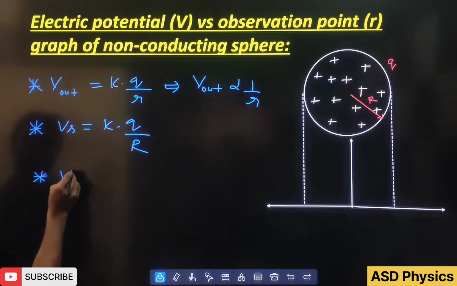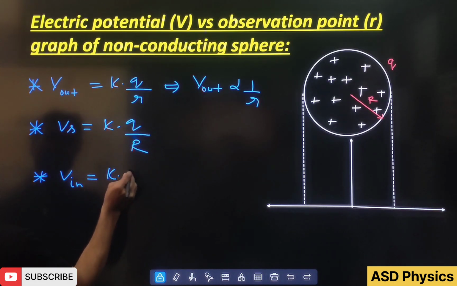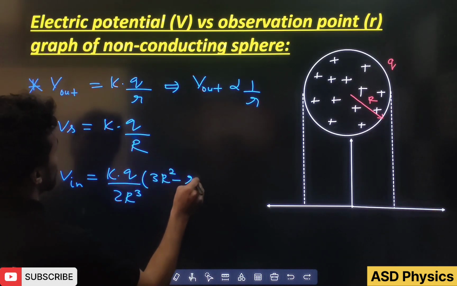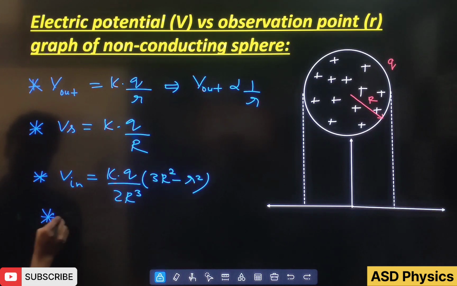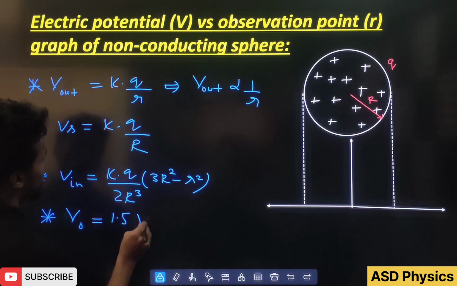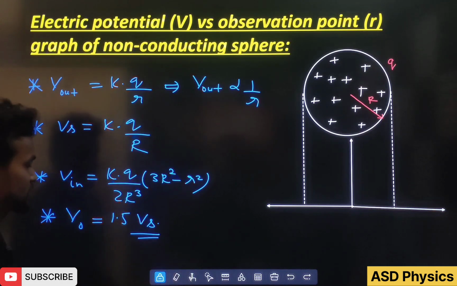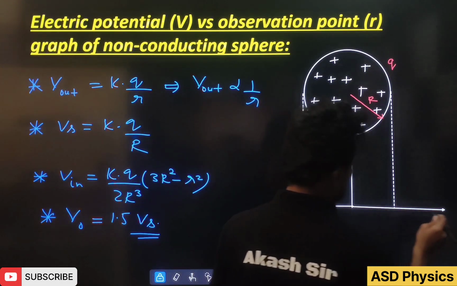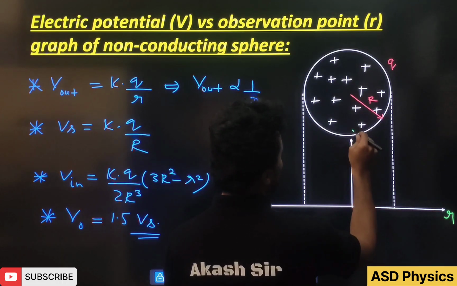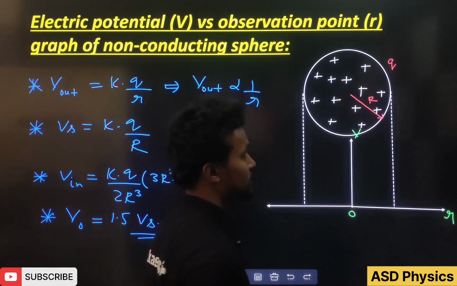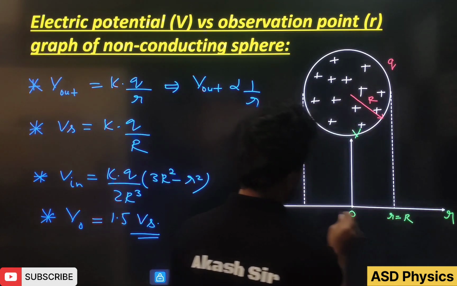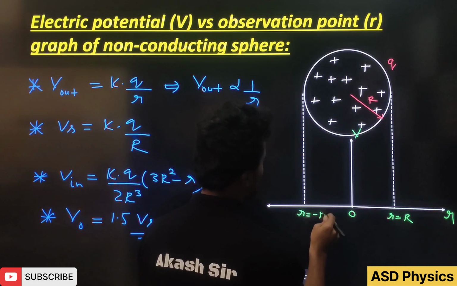And if I talk about inside, yes, that is the main thing: K into Q by 2R cube into 3 capital R square minus small r square. And especially at the center, V naught or VC is 1.5 times the surface potential. Okay, so by taking all these things, we are going to draw the graph here. So students, this is R, the observation point, this side is potential V, this is the center. Now you know this is capital R. So this is the surface, r equals capital R. Here r equals minus R.